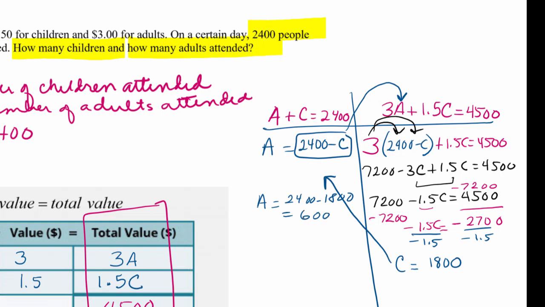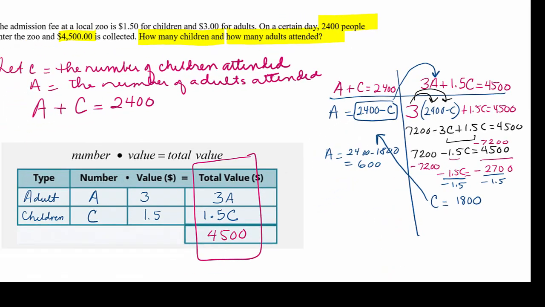So before we take that as our final answer, I'm going to come over here and check it in my table. So we think there were 600 adults, and we think that there were 1,800 children. And I'm going to multiply the number times the value. Dollars collected for adults was 1,800, and then I'm going to multiply the 1,800 times 1.5 in this row, and I know that's 2,700, and when I add these together, there's my $4,500 that I should have gotten. So this is my check.